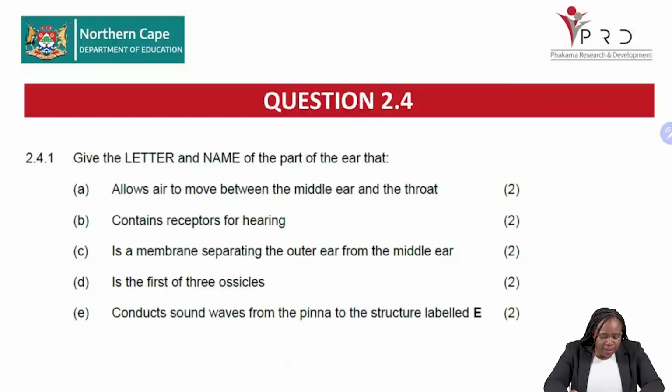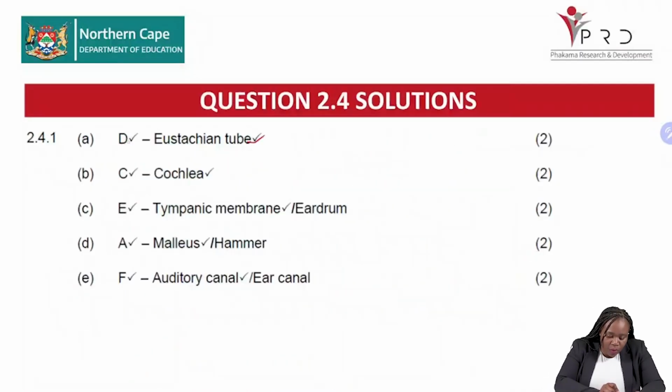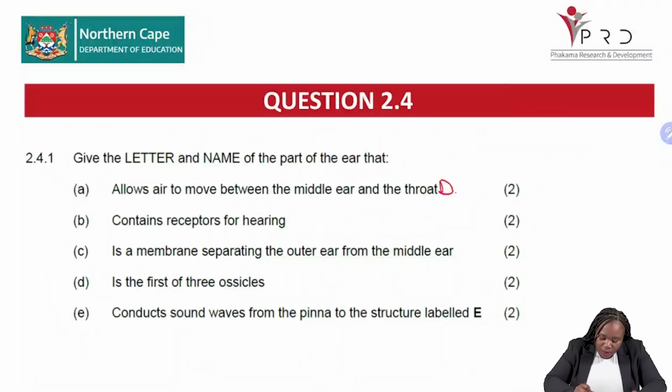So A, it says allows air to move between the middle ear and the throat. That would be part D, which is the eustachian tube. There it is. 1 mark for D, 1 mark for eustachian tube. Next, it contains receptors for hearing. Receptors for hearing is the organ of Corti. So that would be the cochlea. Cochlea is part C. Remember, cochlea part C, eustachian tube part D. 2 marks.